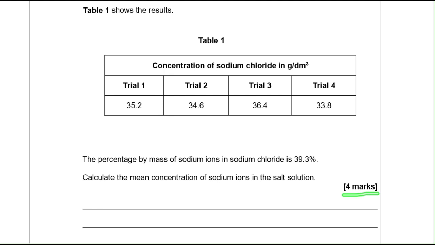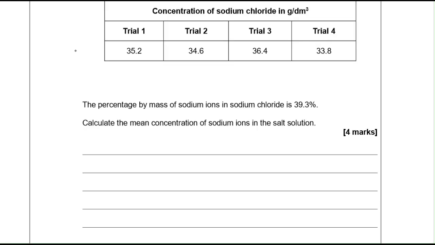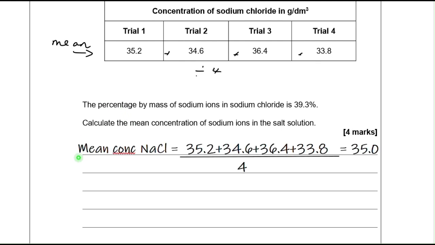There are 2 steps to this. The first step is to calculate the mean concentration of the sodium chloride. So we do that by adding the 4 trials together and dividing by 4. The mean concentration of sodium chloride is 35.2 plus 34.6 plus 36.4 plus 33.8 divided by 4 comes out at 35.0.